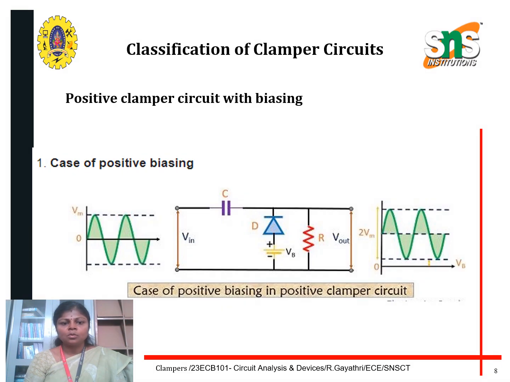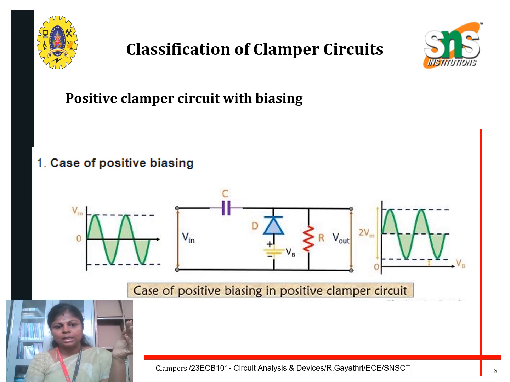Then coming to the classification of clamper circuits, the positive clamper circuit with biasing is discussed. The first case is positive biasing. The capacitor and the diode are connected, and along with the diode, the positive biasing voltage is given in series. At last, the resistor is connected in shunt. In this case, the input signal Vin is a sinusoidal signal. For positive biasing, with respect to the positive clamper, the output will be shifted to the positive side of the DC level of the AC signal.